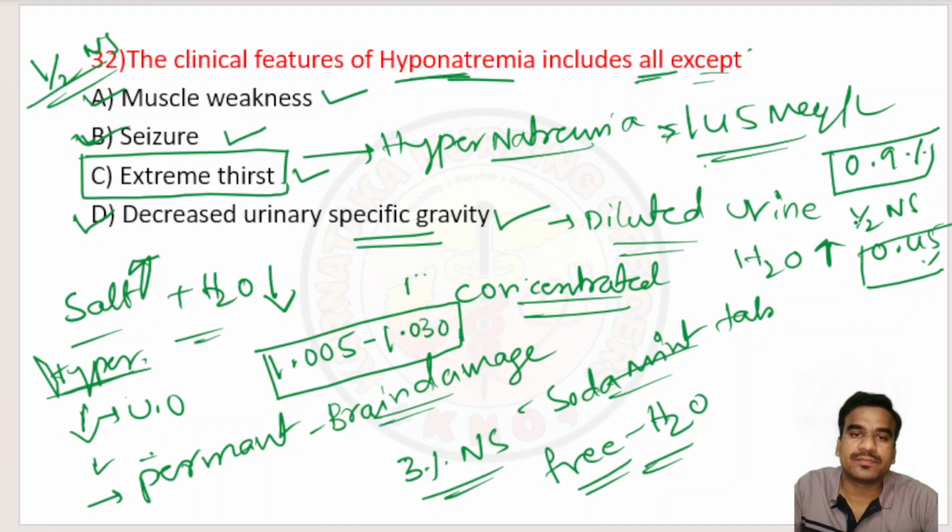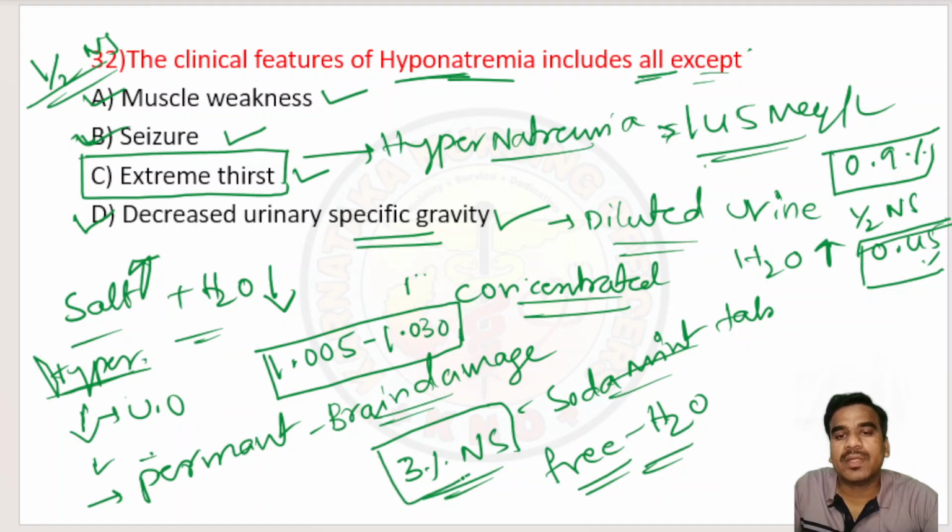Okay, in case of hypernatremia, because the sodium level is high. But during hyponatremia we can give 3% NS. Hypo means we have to increase the sodium level, that's why we are giving 3%. So for hypo, 3% NS, for hyper we are giving 0.45, that is half NS. Treatment of choice is half NS, and also free water.